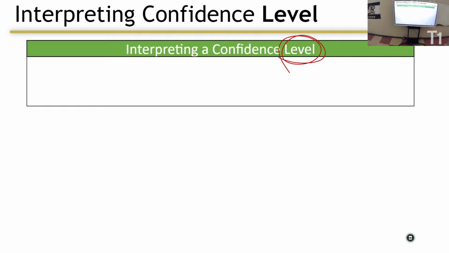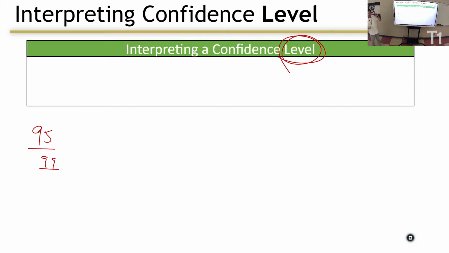Interval is interpreting the interval. We are 95% confident that from here to here captures the population parameter. Okay? This is the level. That level is at 95. It's that number, or the 99, or whatever it is. That's the level.